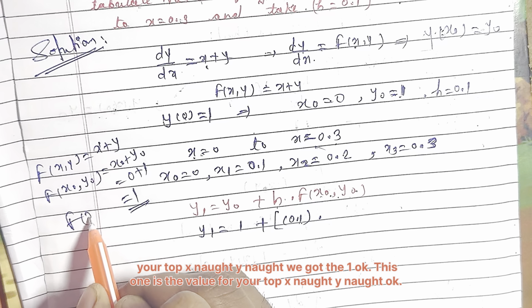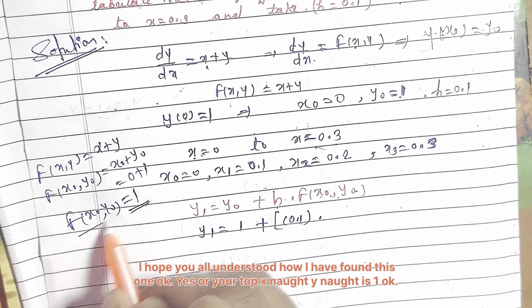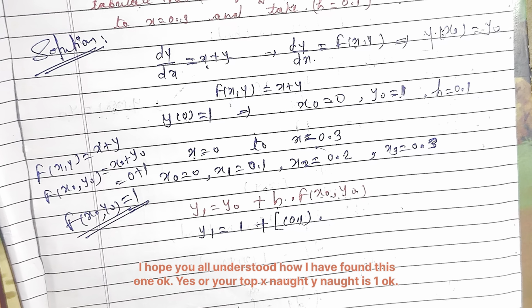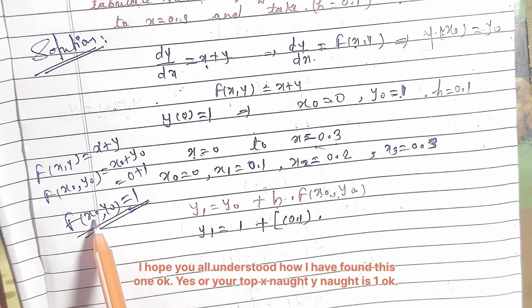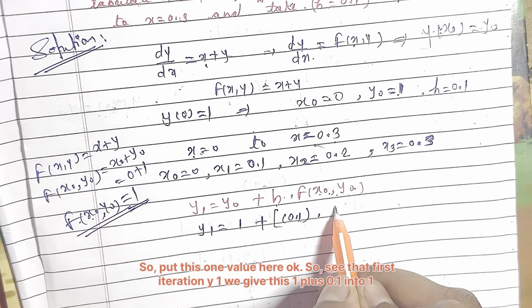This one is the value for f of x naught, y naught. I hope you all have understood how I have found this one. f of x naught, y naught is 1, so put this value here.